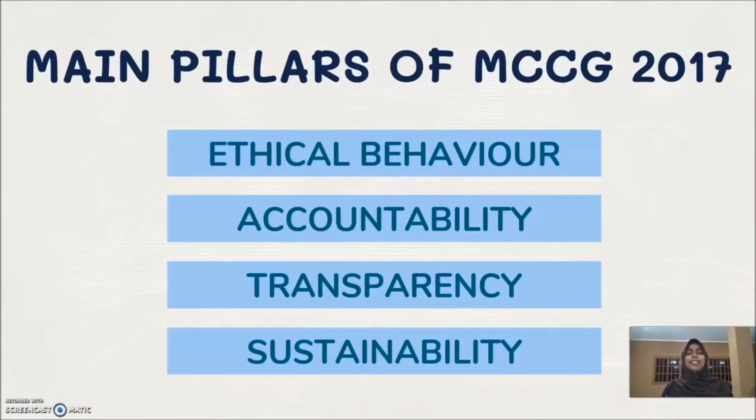Okay, next is accountability. Accountability relates to responsibility. For instance, if I am given a task or project to be done, I have to make sure that the task and project is done according to the required standard. I know that I will be blamed if I do not obey the required standard because it is my responsibility.